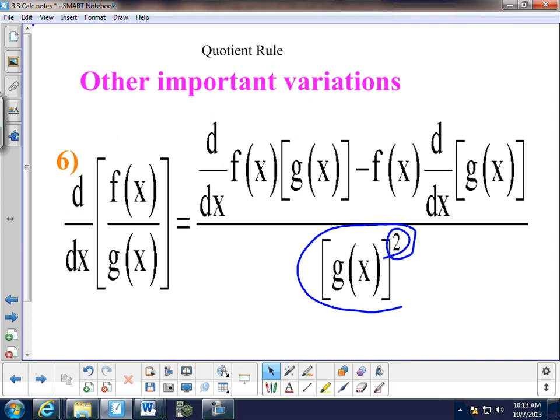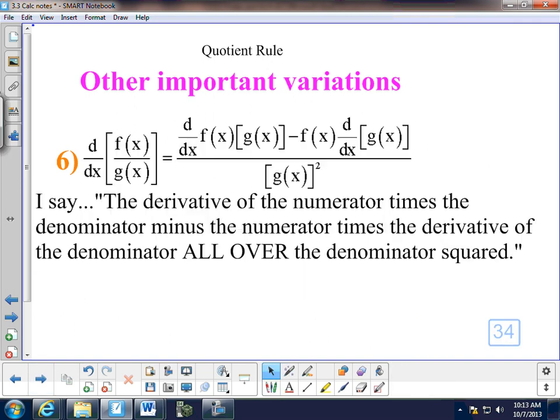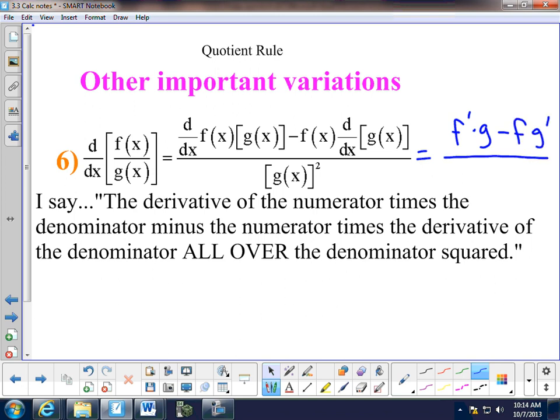Here's how I say this. The derivative of the numerator times the denominator minus the numerator times the derivative of the denominator all over the denominator squared. That's how I say it. I've done this before, though. And if you did it in the other notation, it would look like this. Derivative of the numerator times the denominator minus the numerator times the derivative of the denominator all over the denominator squared.